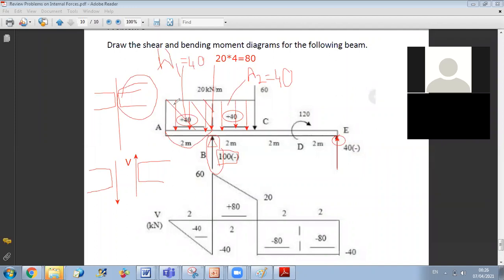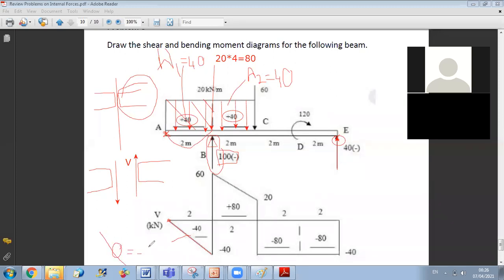Since at A I don't have any concentrated force and no reaction, I start from 0 at A. From A to B, I have a constant value of omega. I don't have any concentrated load, so no change from A to B. I do a linear variation, because since omega is constant, V will vary in a linear way, and the slope of V is minus 20.